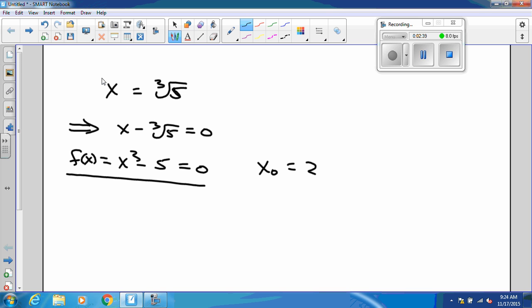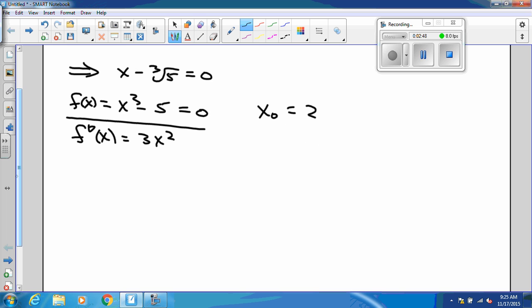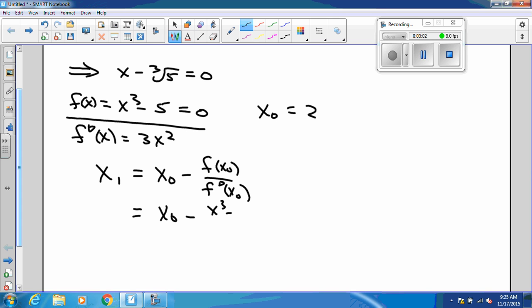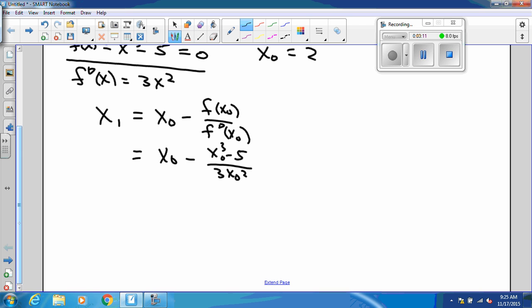Okay, so we start off with x0 equals 2. We've got an f prime, which is going to be 3x squared. And so now we can go through and start computing. x1 is x0 minus (x0 cubed minus 5) over 3x0 squared. Sometimes people actually simplify this a little bit, because you notice that x cubed over x squared is just x.